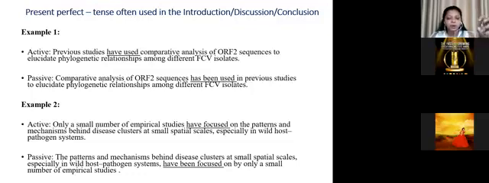Now let's see. Only a small number of empirical studies have focused on the patterns and mechanisms behind disease clusters at small spatial scales. Let's see the patterns. අපි මෙතනින් තමයි passive sentence එක පටන් ගන්නේ. Okay, the object. The patterns and mechanisms behind disease clusters at small spatial scale, especially in wild host pathogen systems, have been focused on by only a small number of empirical studies.